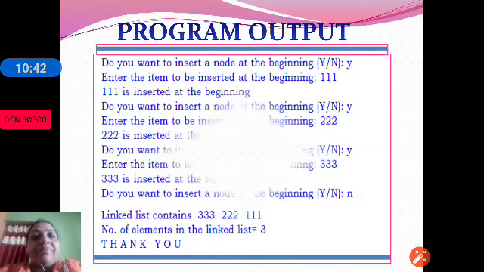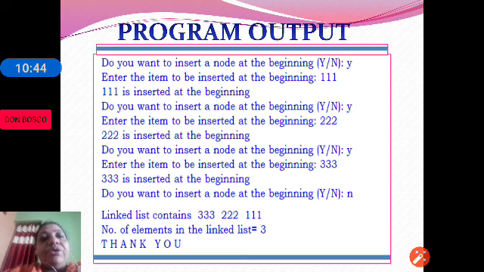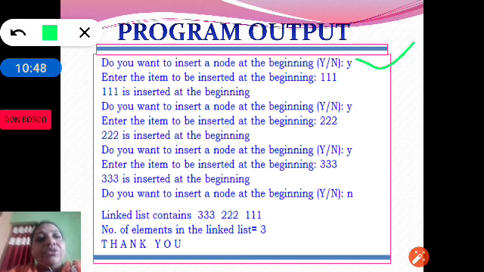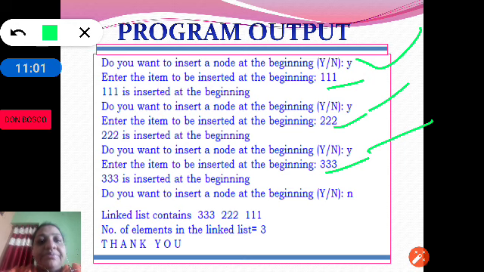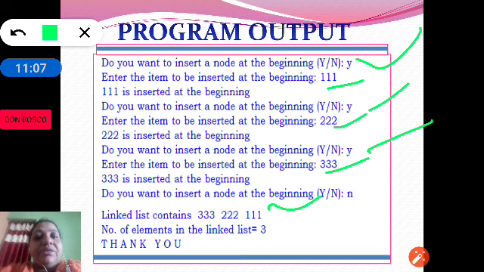So let us see the output of this program. Here we have, do you want to insert a node at the beginning? If the answer is yes, we will insert 1 1 1. Then, do you want to insert again? Yes, we will insert 2 2 2. Again, do you want to insert a node? Yes, we insert 3 3 3. So now the list has 3 3 3, 2 2 2, and 1 1 1.